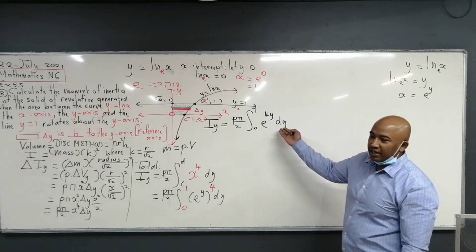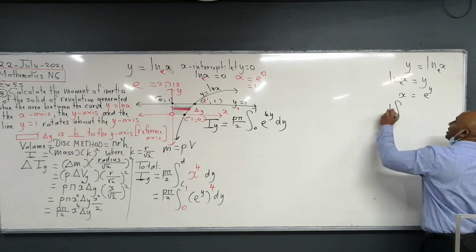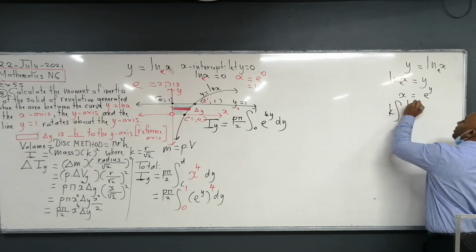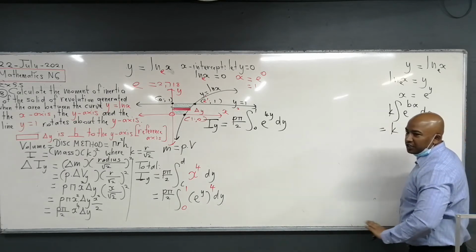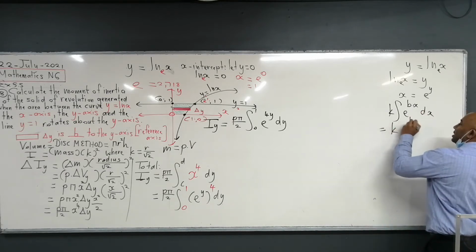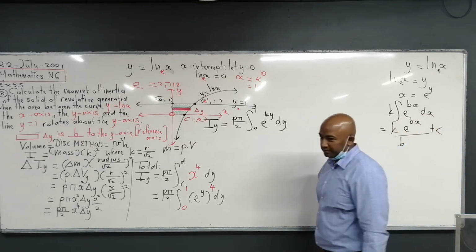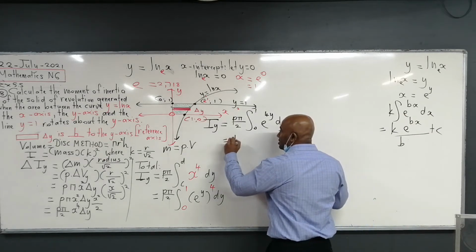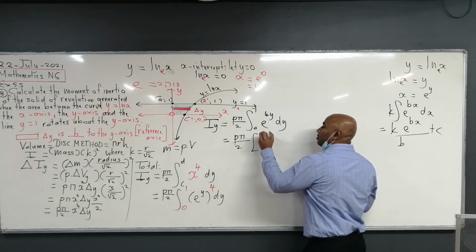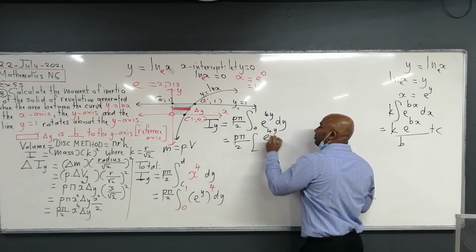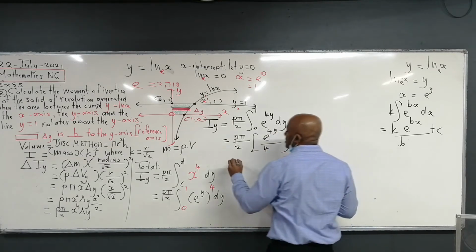And now look at the integration, how simple it's going to be. When you're integrating k e to the power bx, you do not have to use any u substitution or anything here. It's straightforward. E to the power bx all over b plus c, like how we did it in N4. So now this will be p pi over 2. Integrate e to the power 4y. It's going to be e to the power 4y all divided by 4, substituting 1 and 0.